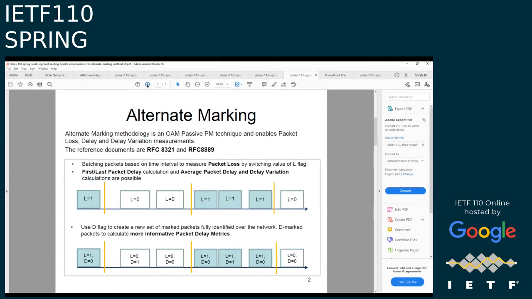So the method basically consists of batching packets based on time intervals to measure the loss, while you can use a second bit to select a new set of marked packets for delay measurement. So yeah, it basically uses 2 bits to measure loss and delay variation. So next slide.